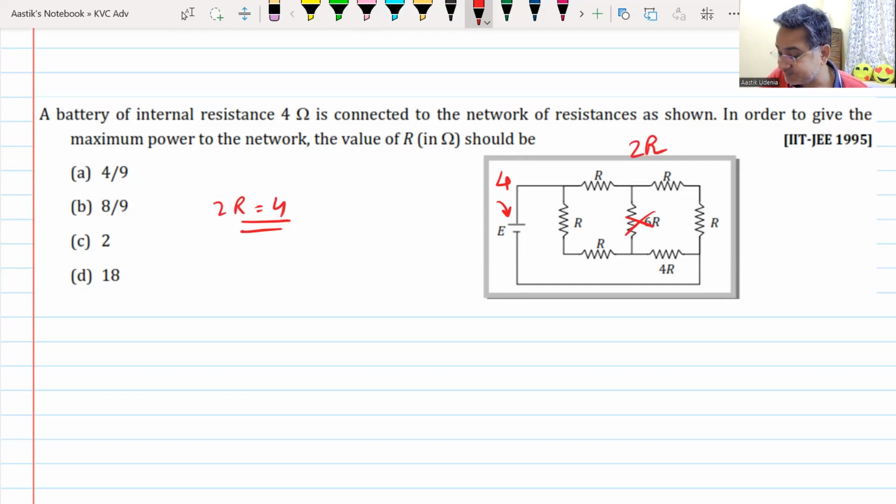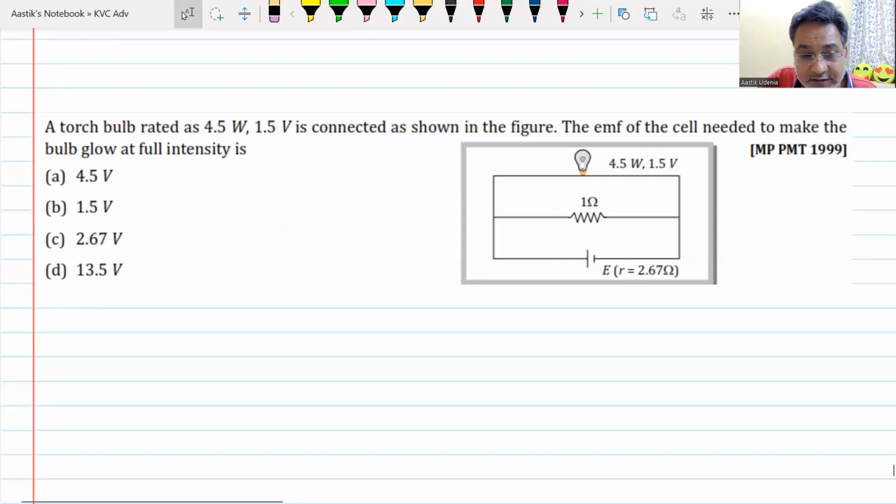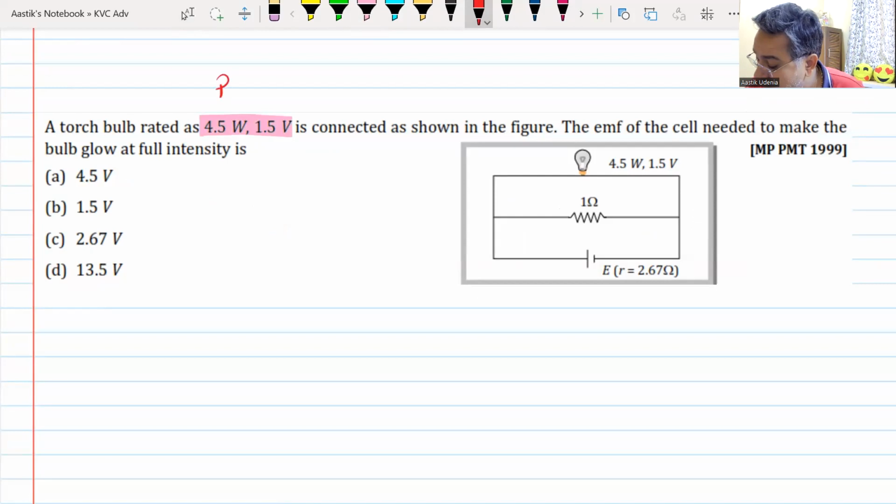Understood, sir. And the last one in this category, and here it comes, a torch bulb rated. Now, whenever we talk about a bulb rating, this is the power and this is the voltage. So from power, which is equal to V square by R, you can find out the resistance of this bulb, R equals V square by P. Yes or no? Yes, sir.